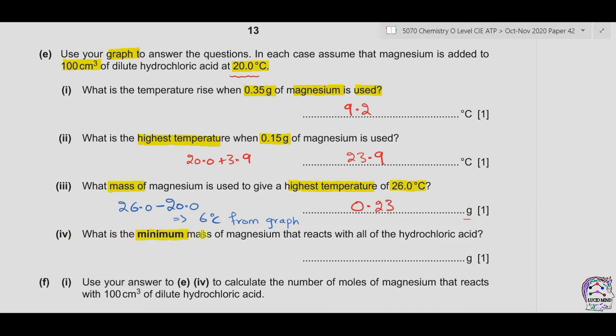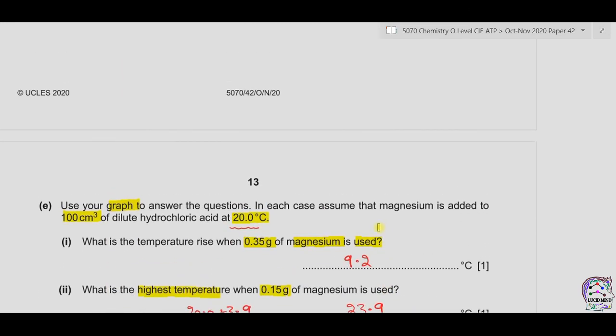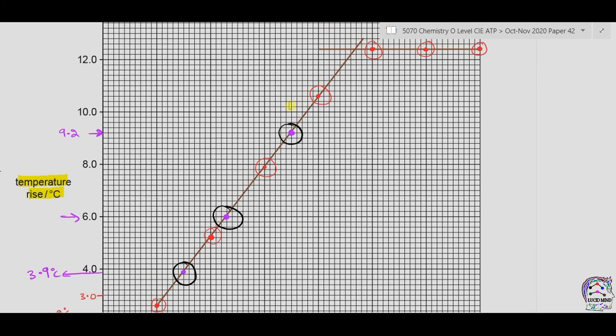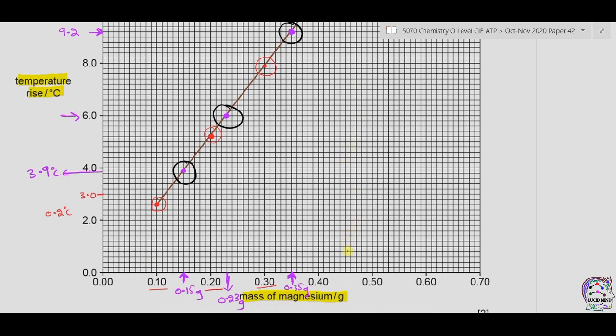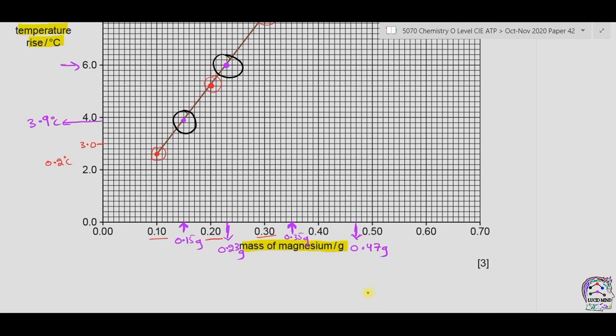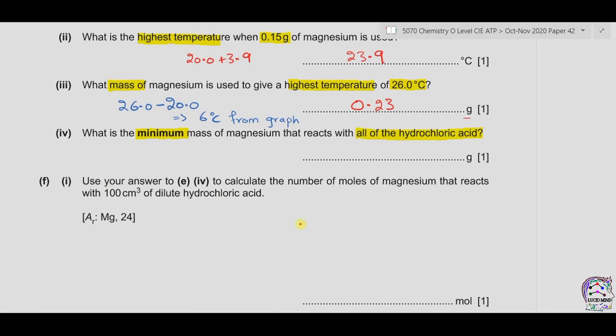Part 4. What is the minimum mass of magnesium that reacts with all of the dilute hydrochloric acid? From the graph we can see that the line extends and it goes on until it reaches this point. So this is the junction, and we can see that at this point all of the HCl has reacted with magnesium because the line now becomes straight and no more temperature rise is seen. So let's find the mass for this point. From the graph it comes equal to 0.47 grams. So we can write that the minimum mass of magnesium is 0.47 grams.